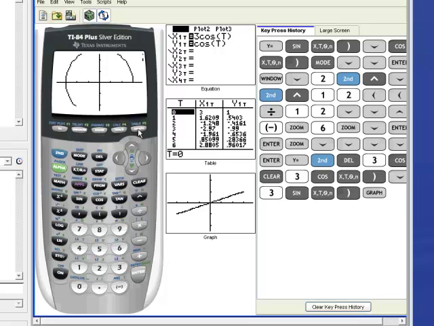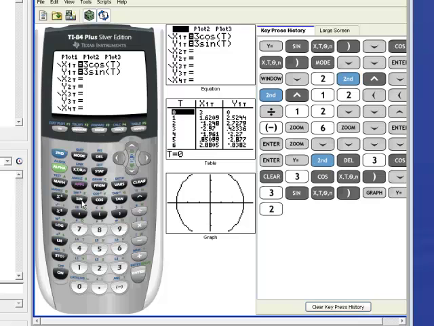And this one graphed a little bit too big, so I guess I could almost leave it like this here. That's all right. And the next one here will be an ellipse. So we have 2 sine t and 4 cosine t.